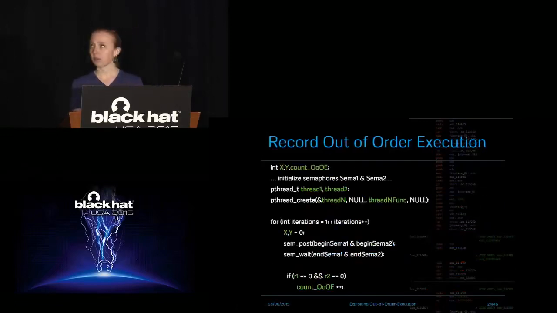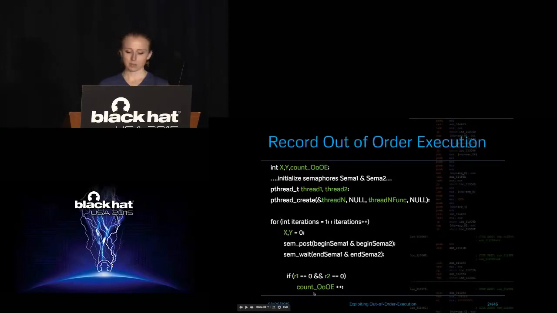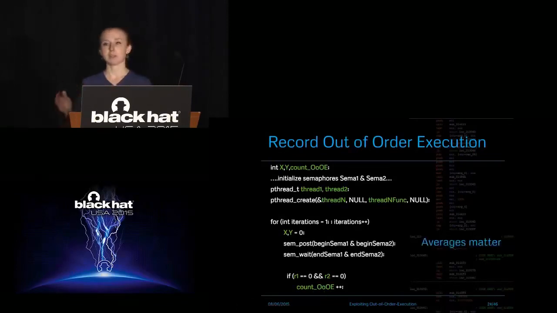This is just the pseudocode for what our receiver looks like. We just have a huge loop, 2 threads running in that loop, and every time we come across a case in a specific time frame, we know that that was an out-of-order execution, and we increment. So we end up with averages in certain time frames. And those averages will tell us if the out-of-order execution frequency was higher or lower in that time frame. And that represents a bit of information.